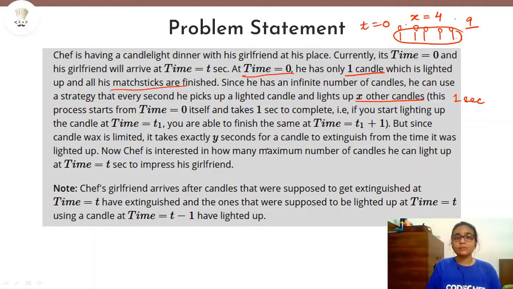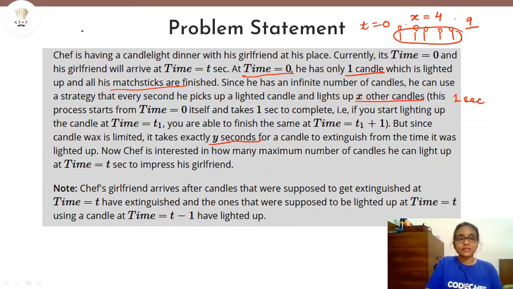Now there is one more thing, that the candle will extinguish at some point of time. The candle does not have infinite wax. It will get extinguished at a particular moment. So for that we are given that exactly after y seconds of being lit up, the candles will get extinguished.